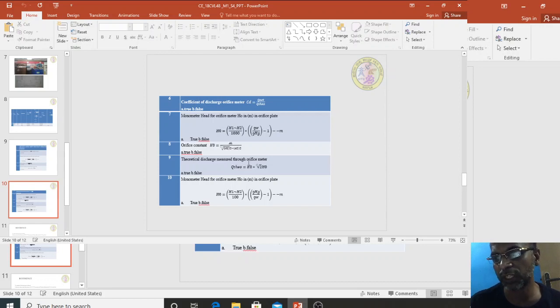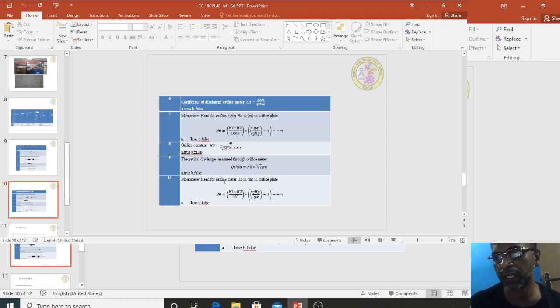Theoretical discharge measured through an orifice meter is K naught into root 2 H naught. Here the equation will not balance if you don't substitute the acceleration due to gravity value. Without the gravity value, this equation is imbalanced. Hence the statement is false, the equation is wrong, and the answer is B, which is false.